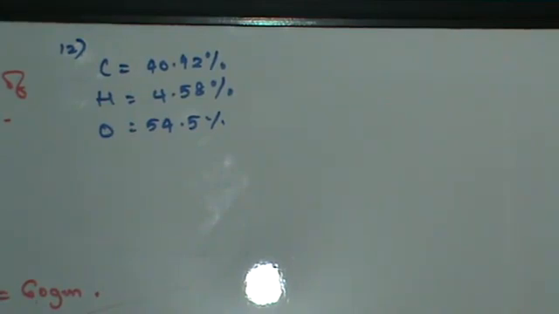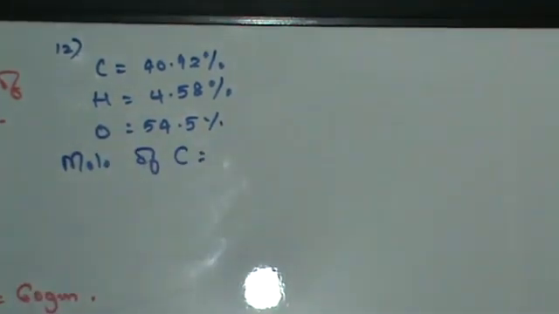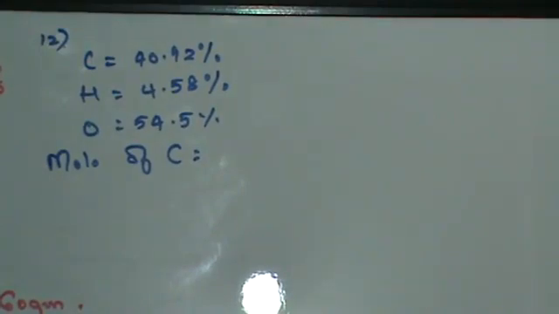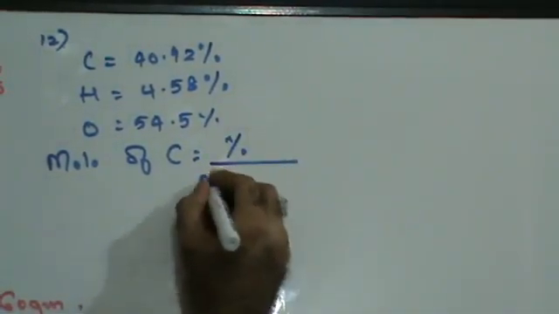Calculate the empirical formula of vitamin C. Now guys, moles of carbon. How many moles of carbon will be present? When you want to convert percentage into moles, how do you do that? It is percentage divided by atomic mass.